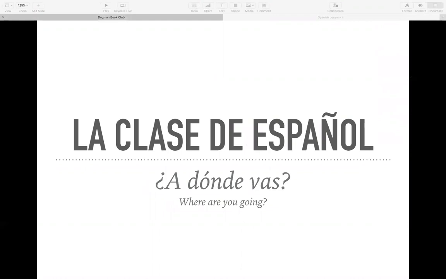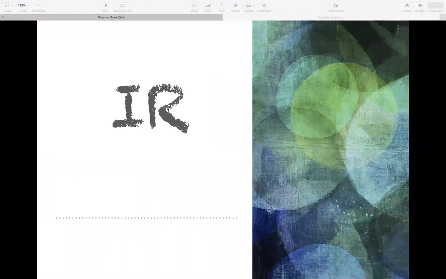Today we're going to be answering the question, ¿A dónde vas?, which means, where are you going? So, to answer the question, we of course need the verb to go, which in Spanish is ir. Repita, ir. So what do you think repita meant?